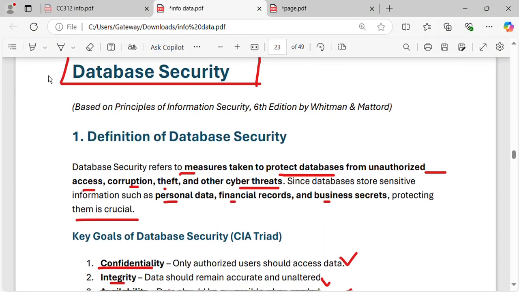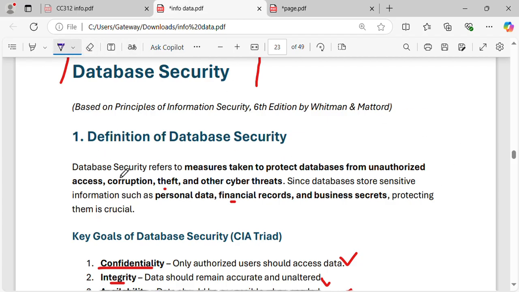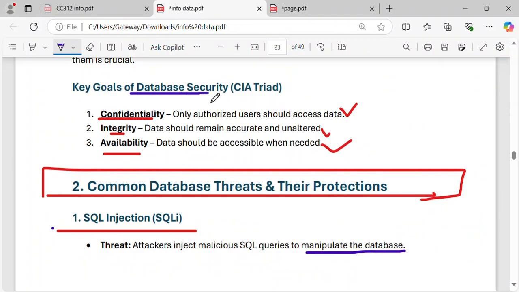So now we'll study database security. What is database security, and what are databases? Databases are used to store data on the internet. Database security refers to protecting databases from unauthorized access, corruption, theft, and other cyber threats. The three goals of database security are the CIA triad: confidentiality, integrity, and availability.